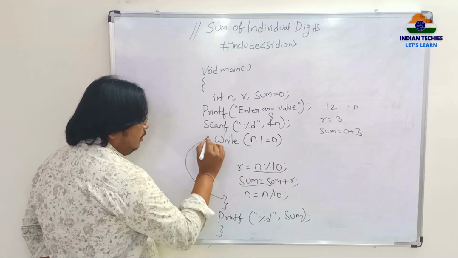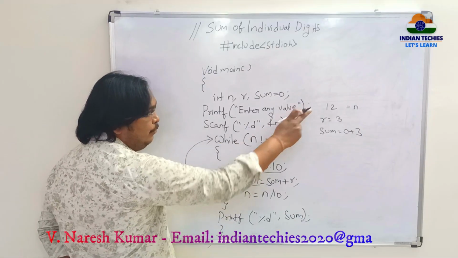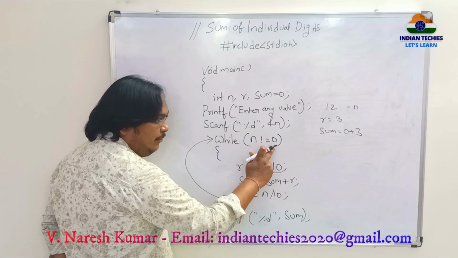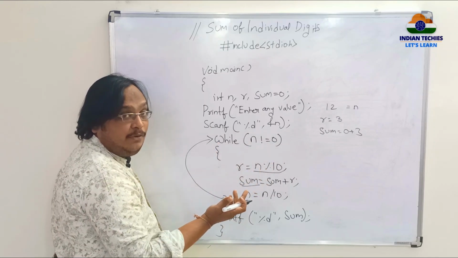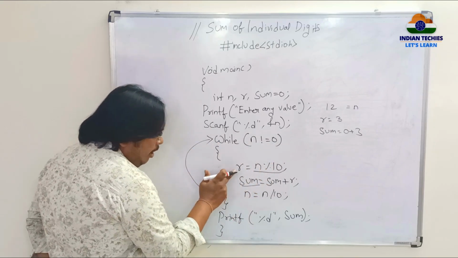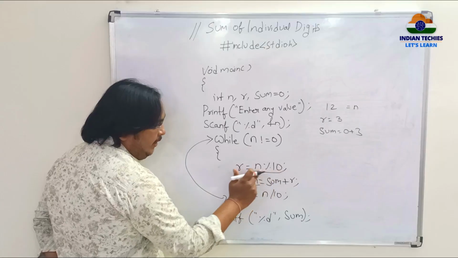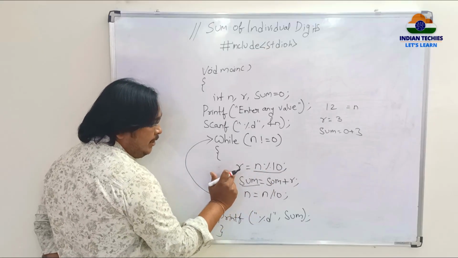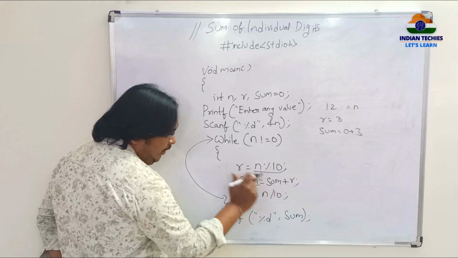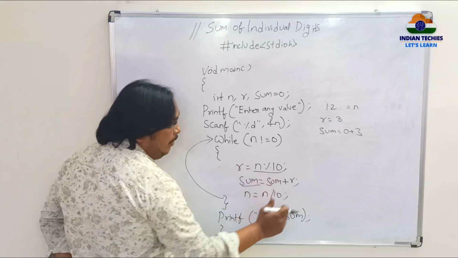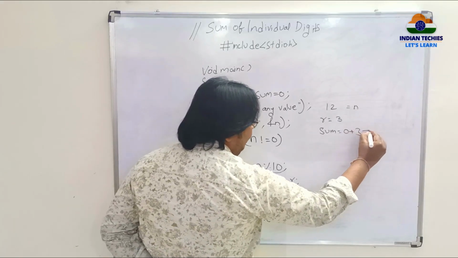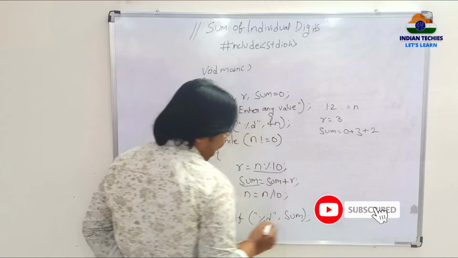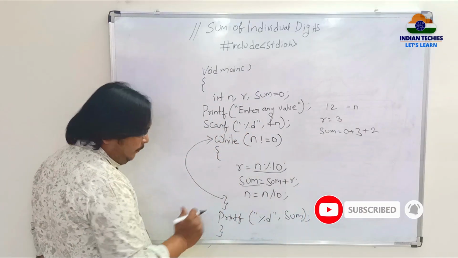Again the loop starts. Now what is n value? 12. 12 not equal to 0? Yes, it is not equal to 0. Go inside. r is equal to n mod 10. That is, n value is 12. 12 mod 10, then you will get remainder as 2. So that 2 you are adding again to the sum. Already in sum 3 is there. To this I am adding 2. Now sum value is 5.